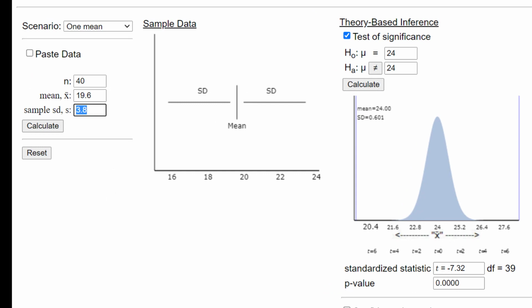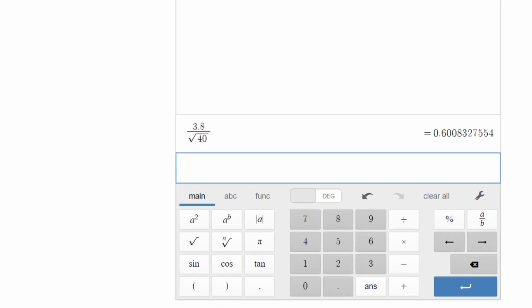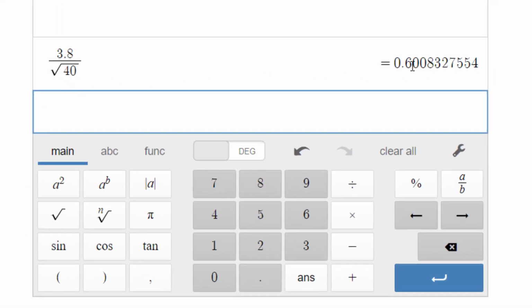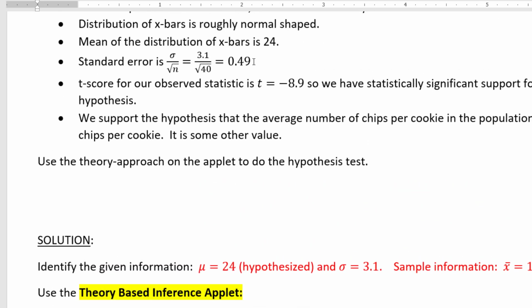It's using the formula s over square root of n, which is, in this case, 3.8 over square root of 40. If you pop that in the Desmos calculator, you see that the standard error comes out to about 0.6, which is different than what we got in the previous video when we used sigma divided by square root of n, and we got approximately 0.5 for the standard error. So when using sigma over square root of n, we got about 0.5 for the standard error, which in turn gave a t-score of about -8.9.